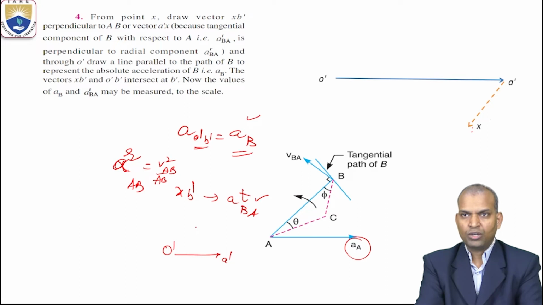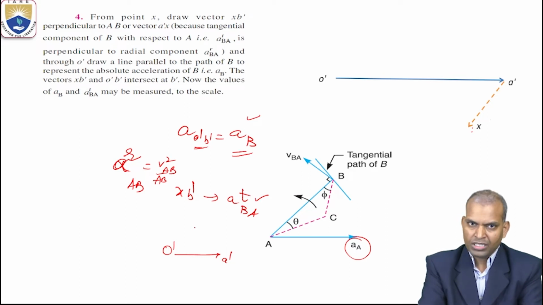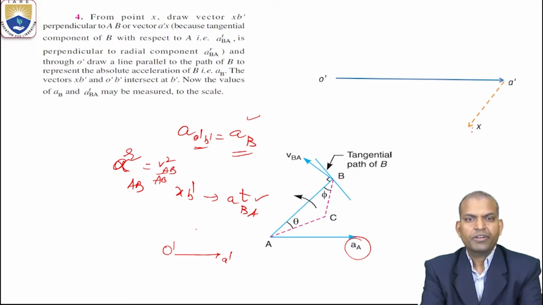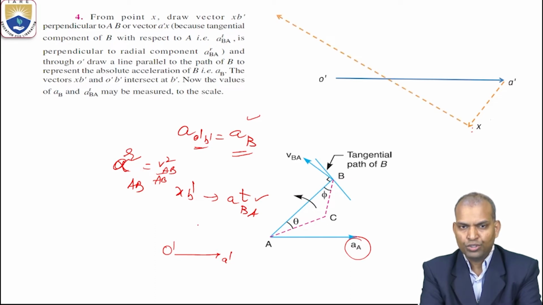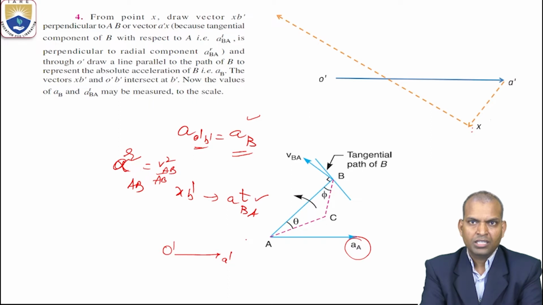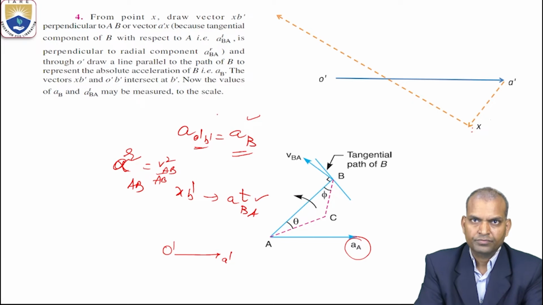We don't know the tangential component, but based on the concepts of the acceleration diagram, it is perpendicular to the radial component we have drawn. We don't know where it will intersect, so we draw it perpendicular. Then what is next? The total acceleration comes when, from O dash, you draw a line parallel to the path of B. That is the total acceleration. Very important here.